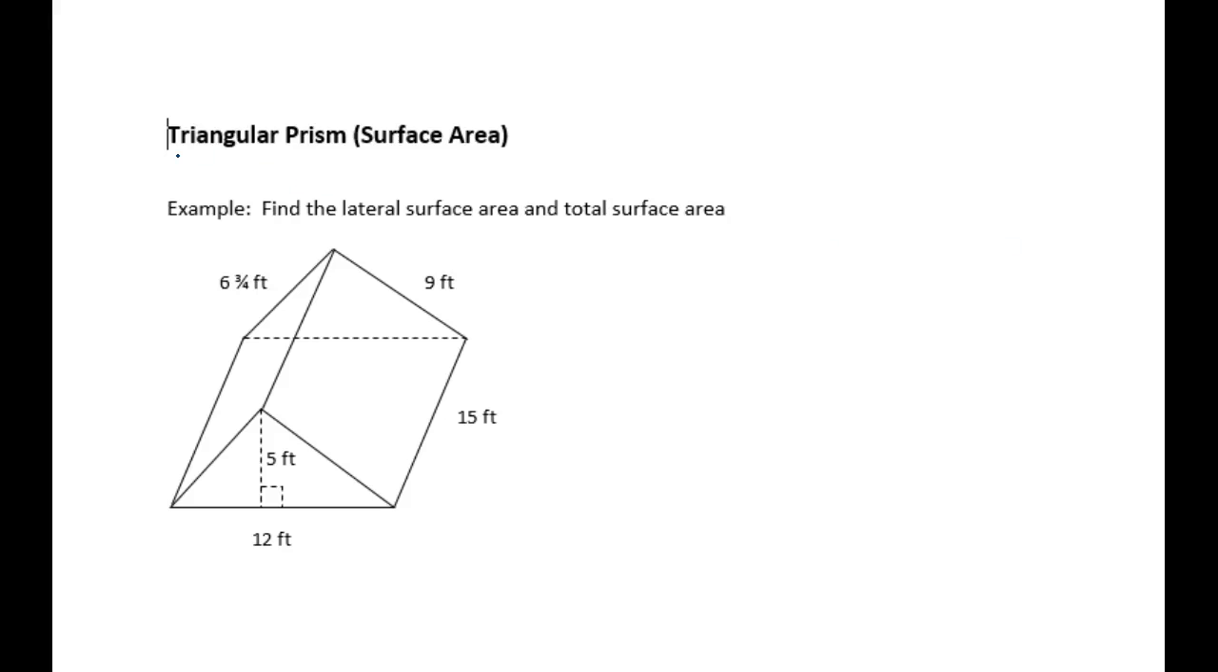So we'll look at an example of a triangular prism in terms of surface area. Again, this example is asking us to find lateral surface area and total surface area, so our LSA and our TSA. Again, it's really about deciding what our picture looks like, what our common base is, and going from there. So taking a look at our diagram.